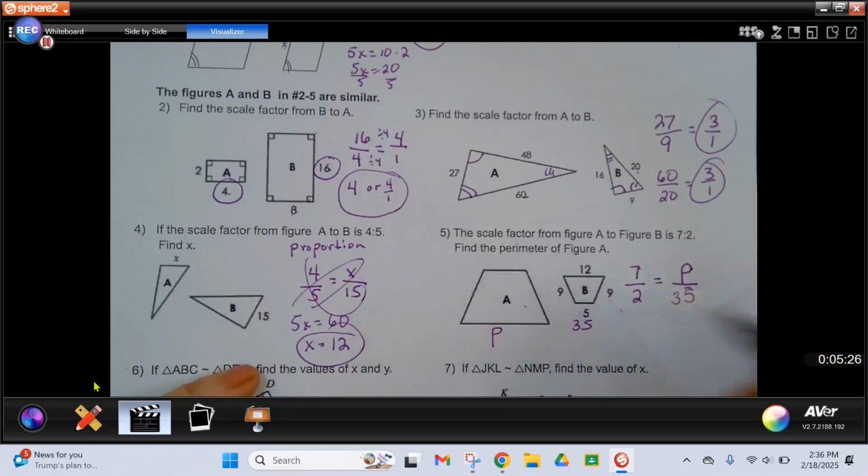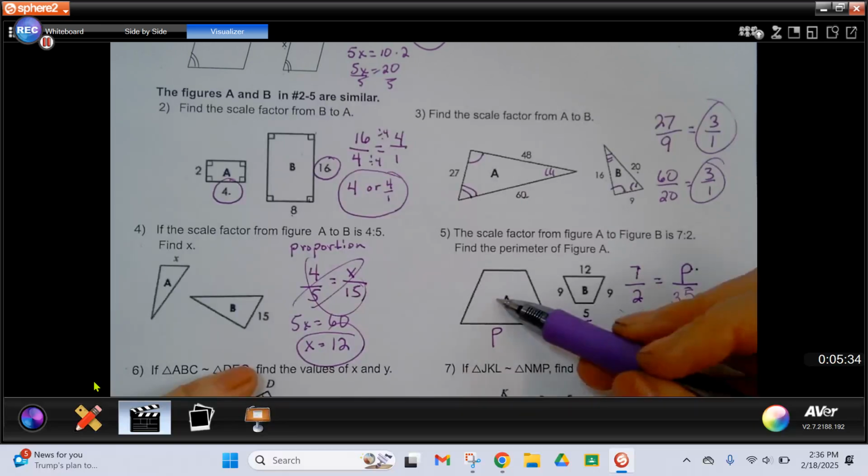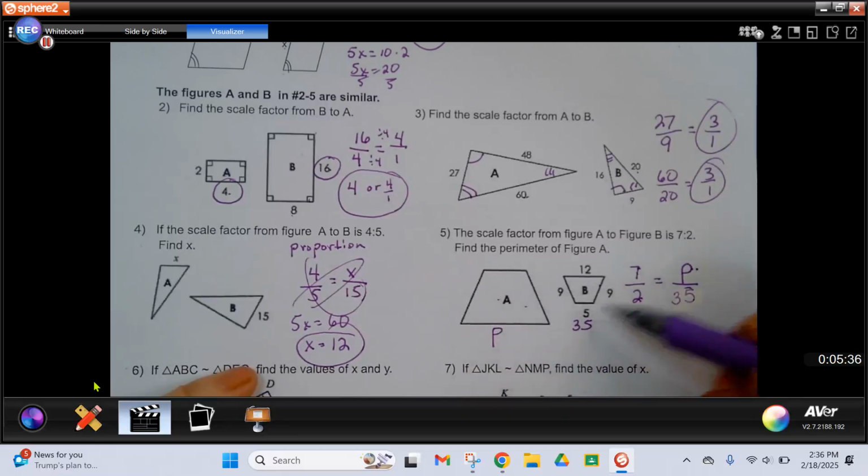We don't know what the perimeter of the big one is, so we're going to make a proportion. 7 to 2 as the big perimeter is to the small perimeter. 7 to 2 as big to small.